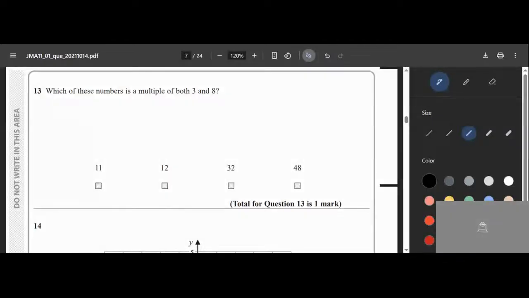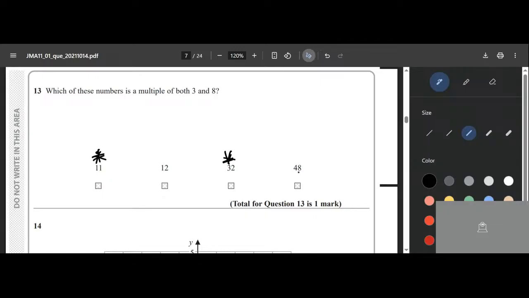This number is a multiple of 3 and 8. How do I know if a number is a multiple of 3? I've talked about this earlier, that you add the digits. So if I add 1 and 1, that is 2. So this is not the answer. 1 and 2, this is 3. So this might be the answer. Might. So 3 and 2, it is 5. 5 is not divisible by 3, so this is also not among the answers.